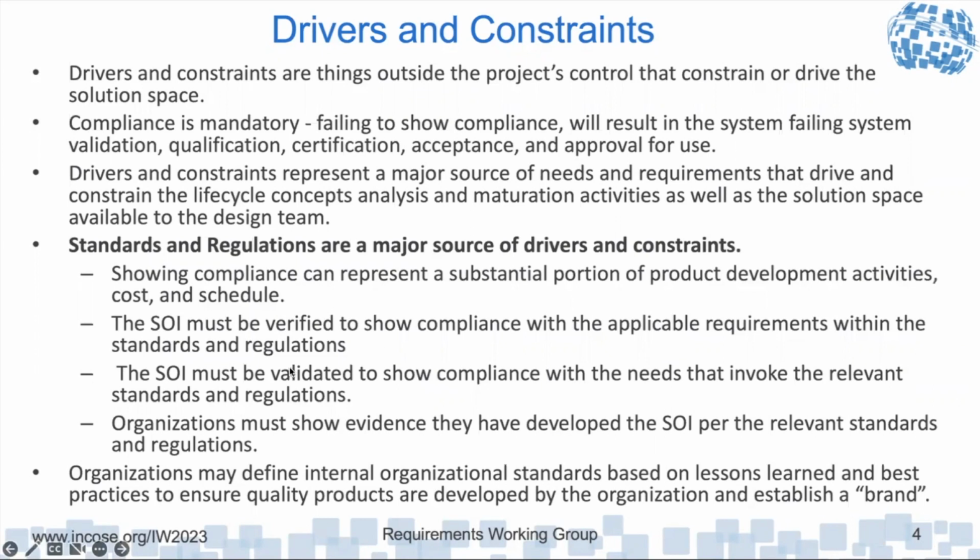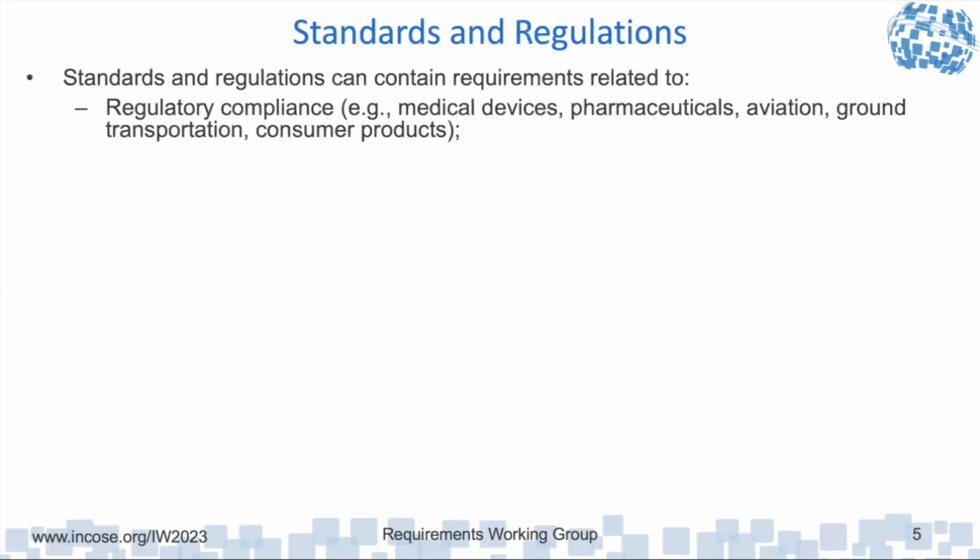We have to verify the system of interest to show compliance for those requirements that deal with the system of interest itself. We're going to validate to show compliance with any needs that invoke relevant standards and regulations for the system of interest. And then organizations must show evidence that they've developed the system of interest per the relevant standards and regulations. And so organizations may define internal organizational standards based on lessons learned, best practices to ensure quality products. So you not only have the external standards to deal with, but projects will often have internal standards developed by their enterprise as well that they have to deal with.